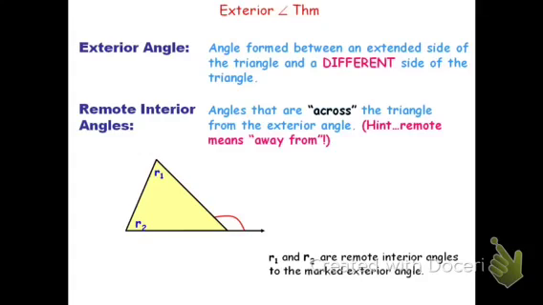Now you have to be careful. Where the remote interior angles are depends on what exterior angle you're looking at. So if instead we were looking at the exterior angle formed here, these would no longer be the remote interior angles. R1 is still across from the new exterior angle. However, the second remote interior angle would be over here. So again, you've got to be careful on your figure. You need to look at where the exterior angle is and then which two interior angles are away from it, or the remote interior angles.